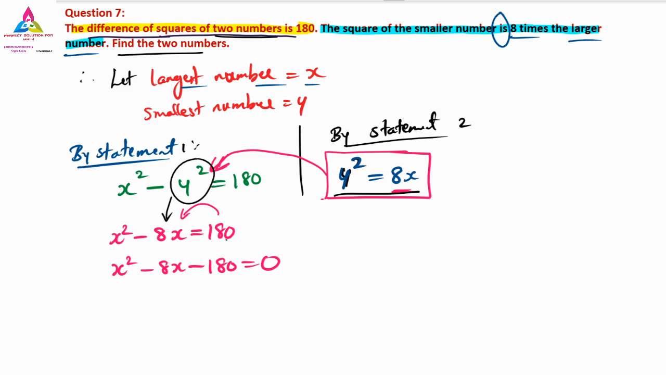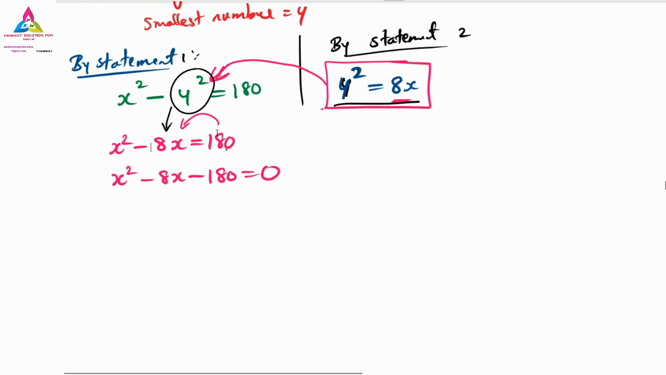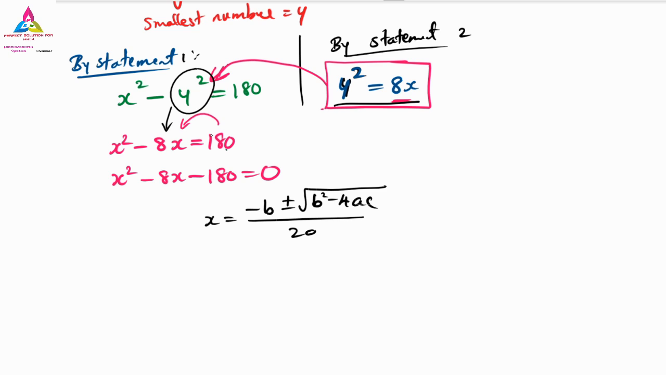Now let us solve. I will go with the quadratic formula only, because you have already done the factor method several times. So x is equal to minus b plus or minus square root of b square minus 4ac, whole divided by 2a. So a value is 1, b value is minus 8 and c value is minus 180. Substitute in that and you will find the answer.